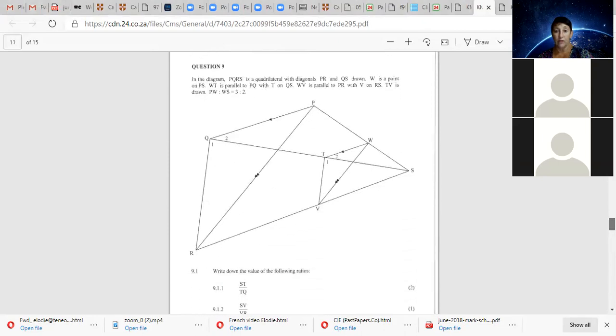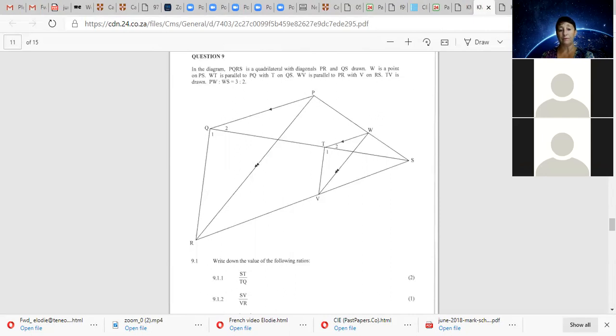All right. Let's have a look at this one. Question 9. In the diagram, PQRS is the cyclic quad. Is a quad, so not cyclic. PQRS. It has diagonals. W is a point on PS. WT is parallel to PQ.